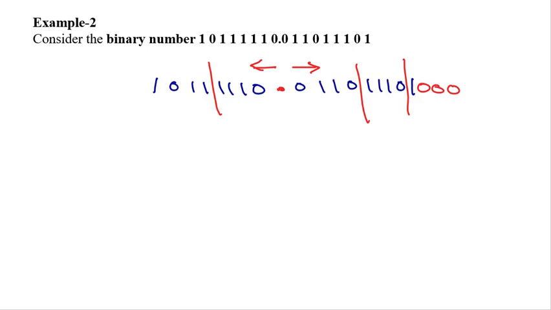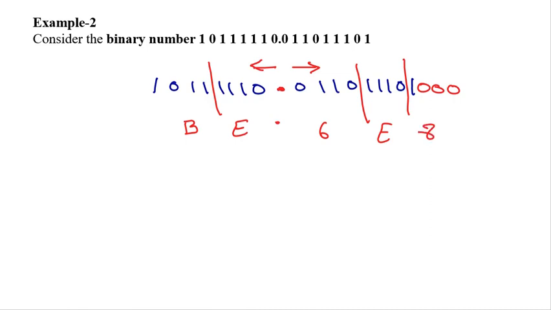The first binary number is 1011, that is nothing but 11. So 11 in hexadecimal is equivalent to B. Next, 1110, that is nothing but E. Dot. 0110, that is nothing but 6. Again 1110, that is E, and 1000, that is nothing but 8.